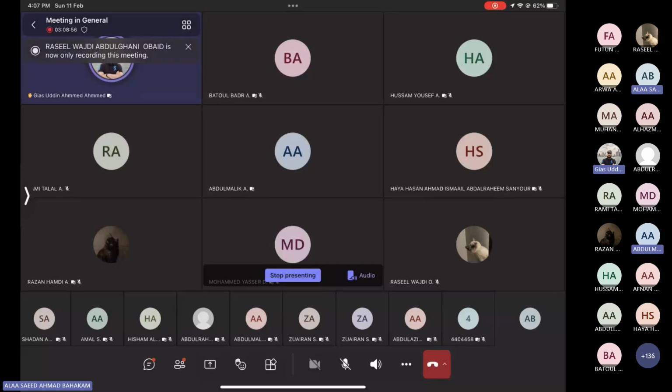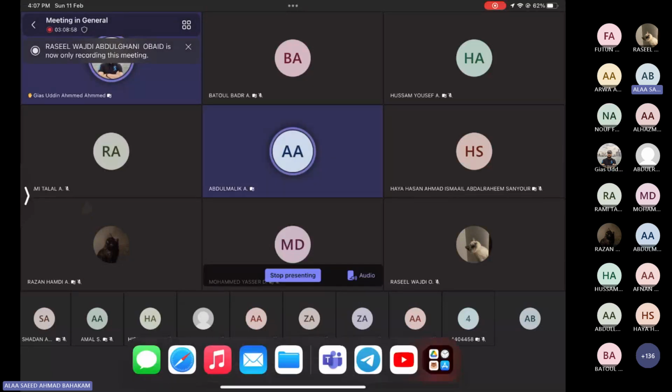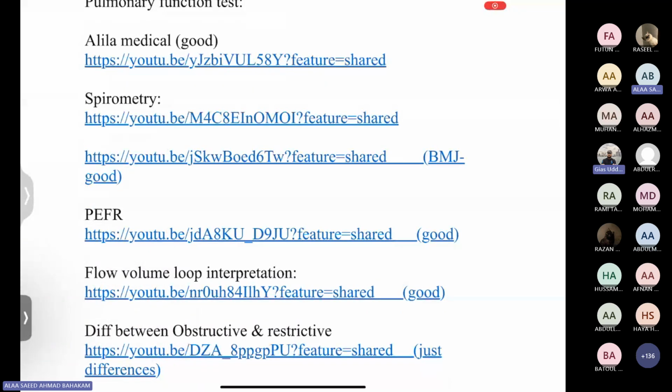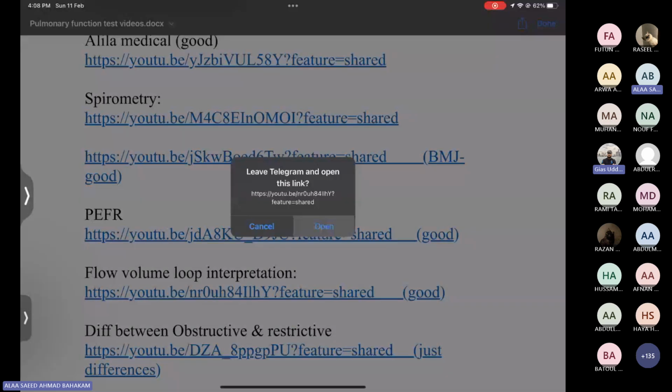Okay. Rami, show us another video. Show this flow volume loop interpretation. Just below this one.